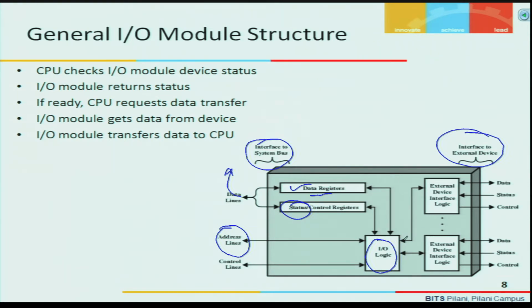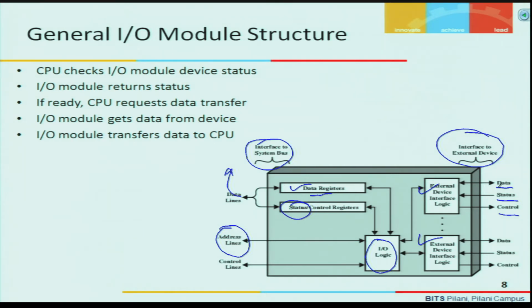So it will identify the address, and then out of these external devices, here the external device interface logic is there, and each interface logic works for an individual device. So each device has data lines, status lines and control lines. Through that it accepts the data from the device, as well as supplies the data.